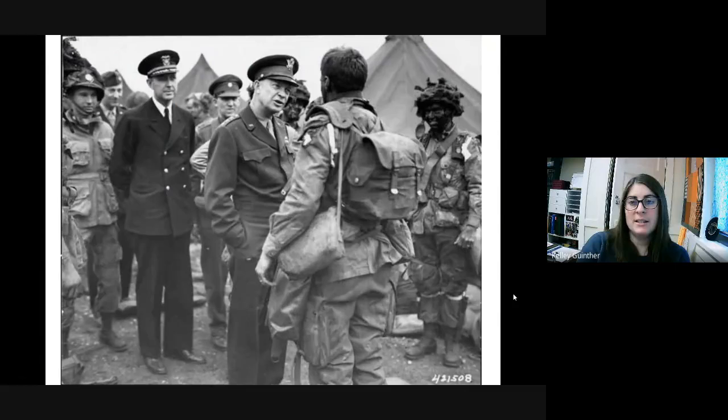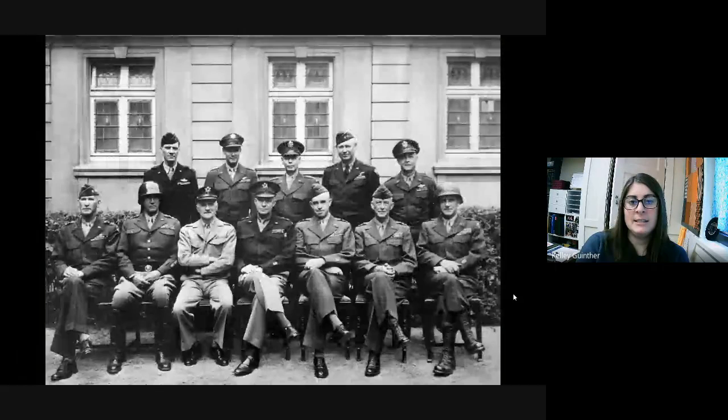These are just some pictures of Eisenhower with his troops. He was very well liked. There he is with his advisors.